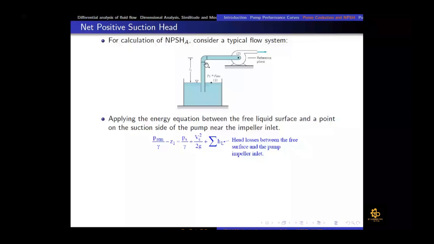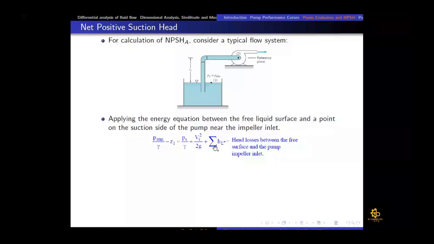These losses are due to the friction loss, which is the major loss occurring in this pipe length, and then minor losses, which are due to the 90-degree turn and the flow coming into the pipe from the reservoir. All those losses are minor losses, right? And we discussed those minor and major losses in chapter number 8.